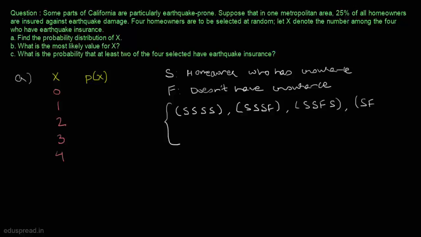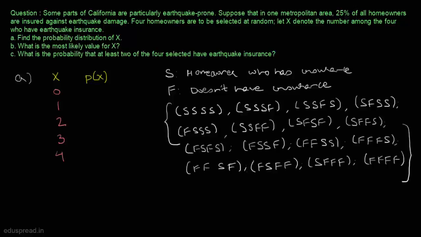So the next outcome could be SFSS. Next could be FSSS. So these are the possible outcomes. Here are 16 possible outcomes. Now we have to find all these probabilities to complete this probability distribution table.